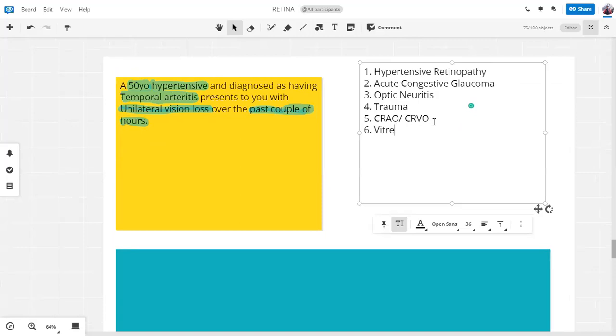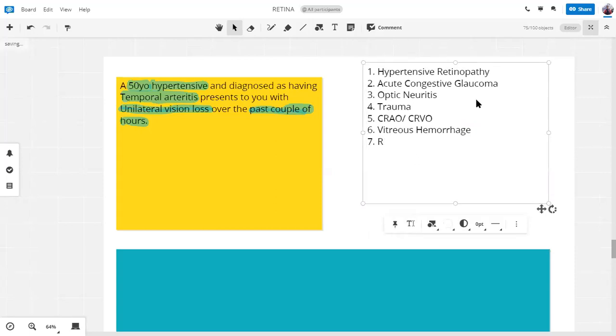A fresh vitreous hemorrhage has happened. What else could it be? Retinal detachment. Absolutely, it can happen in retinal detachment. What else? Okay, that is enough for now. So yes, these are some of the differentials which you have to remember when we are discussing unilateral vision loss.